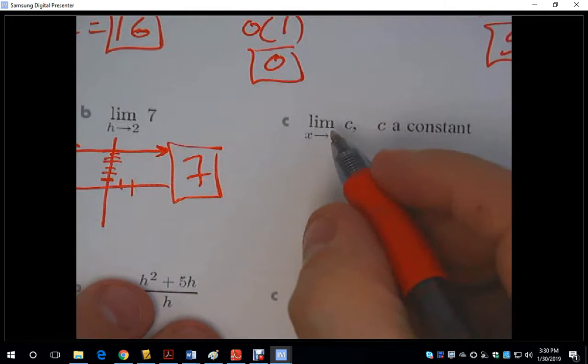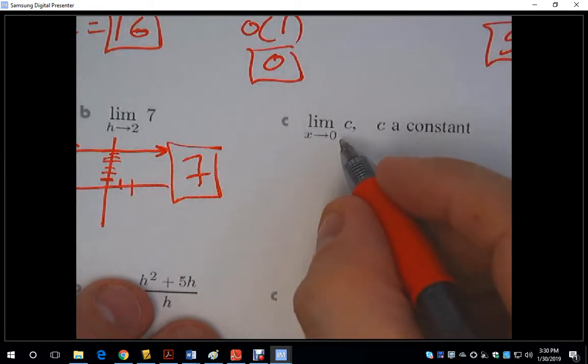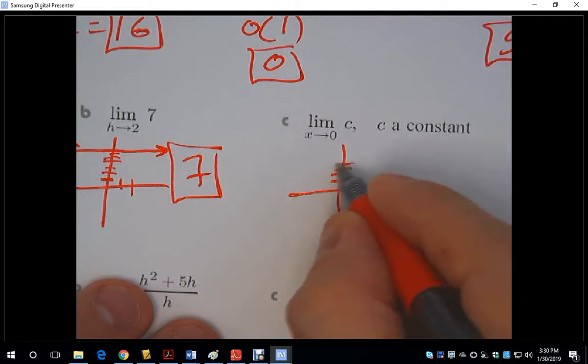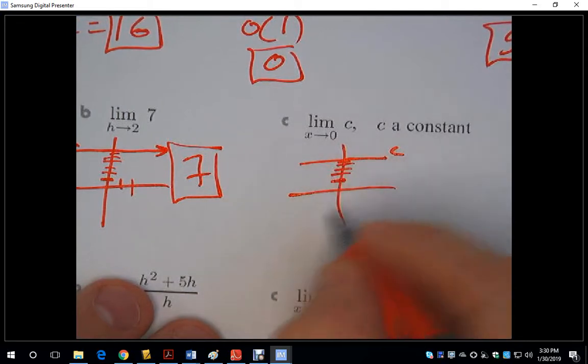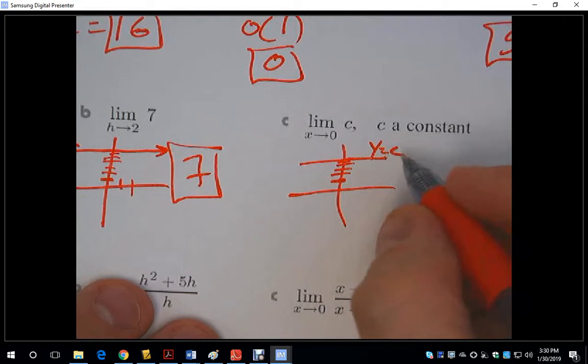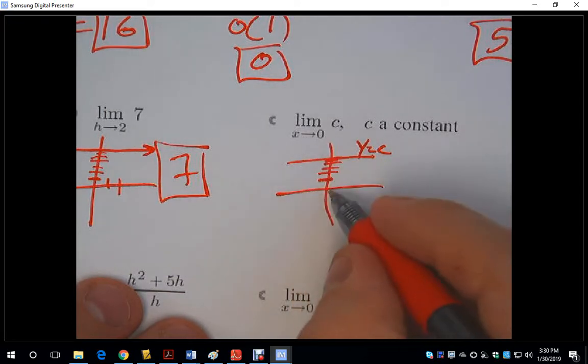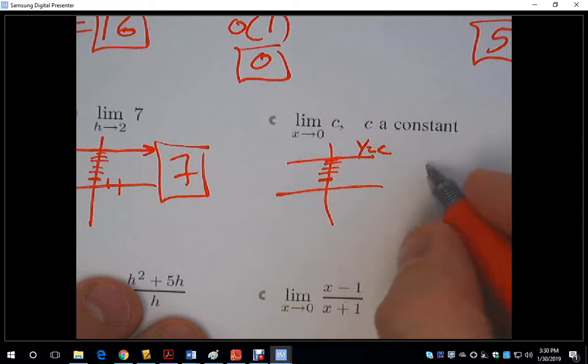Next one, when I have a limit as x approaches 0 of some c value, whatever the c value is, this would be our y equals c. That becomes what we converge on, when x is 0, or when x is 1, or when x is 2. In this case, when x approaches 0, we are approaching c, so we get c.